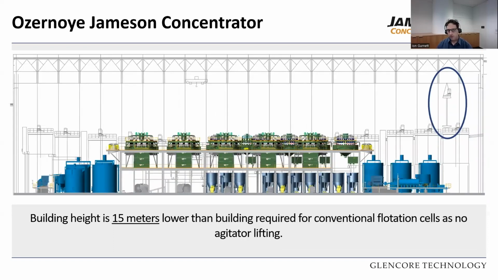So we've already addressed that it's smaller in footprint, but what about building height? Since this is in a cold climate, a building had to be built around the plant. And what we found was we were able to reduce the height of the building by about 15 meters when compared to conventional flotation cells. Some of the key aspects here are, since you don't actually have to lift out your agitator, you can significantly reduce the height of the building as you only need about 2 meters clearance above the Jameson cell in the rare case that you'd have to replace a downcomer.